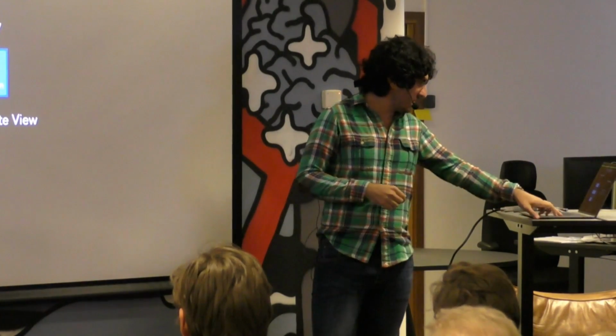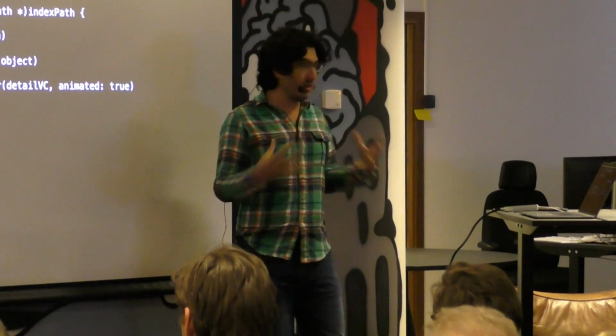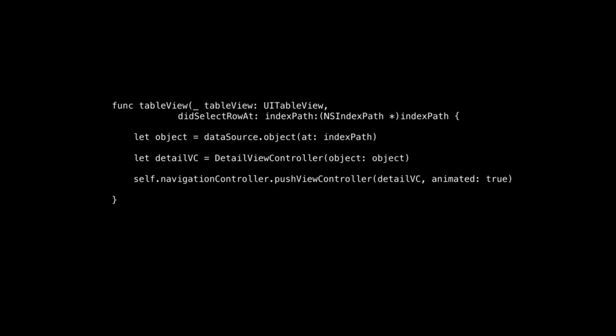So the third thing that I think coordinators help solve is this snippet of code. And this snippet of code is everywhere. It's in Apple's default templates. It's all over the place. And it's really, really deeply flawed. And if you step through it line by line, you see why it's so flawed, right? So this first line is not that big of a deal, right? We get an object at an index path. The data source is the logical child of the view controller.